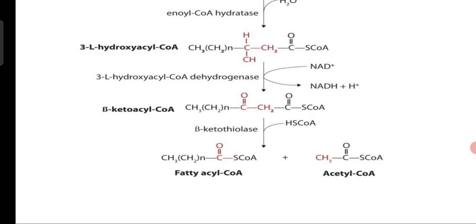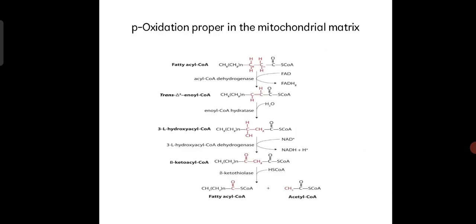So this release of acetyl CoA shortens the fatty acyl CoA by 2 carbon atoms. Actually this shortened acyl CoA is a substrate for the next round of oxidation, and this process will continue until all carbon atoms are converted into acetyl CoA. So this is the third step of the beta oxidation.